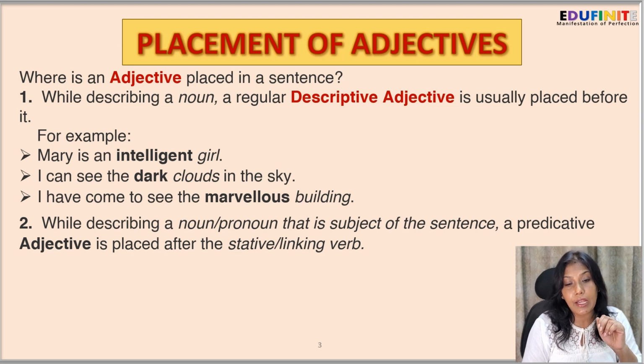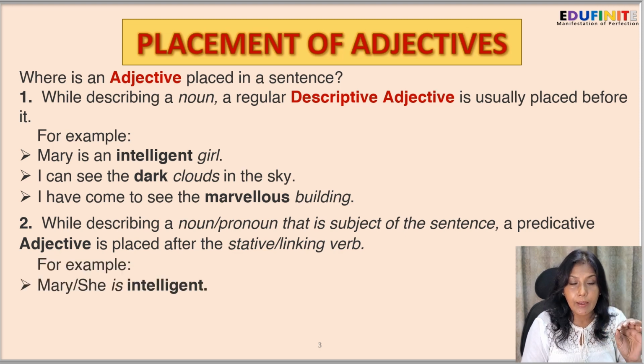Now, the second place where it's placed. While describing a noun or a pronoun that is the subject of the sentence, a predicative adjective is placed after the stative or linking verb. Now, for example, Mary, or if it's a pronoun, she, is intelligent. So here we see that the word intelligent is the adjective, but it is not placed beside the noun. It is placed after the stative verb is. So this is the second position where an adjective can be placed.